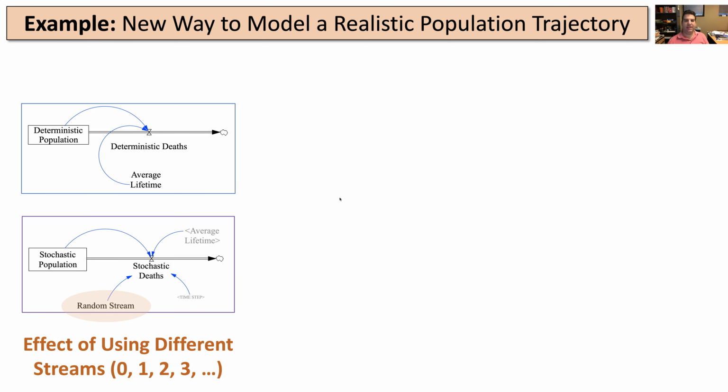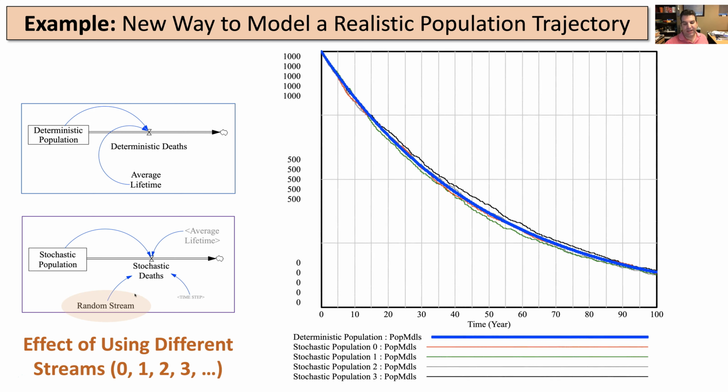Now, what happens if I try using different streams? That previous one was showing you stream 0. Well, if I set stream 1, 2, and 3, then I get these 4. My original stream 0, which is the red line, and then 1, 2, and 3, which are the green, gray, and black lines.